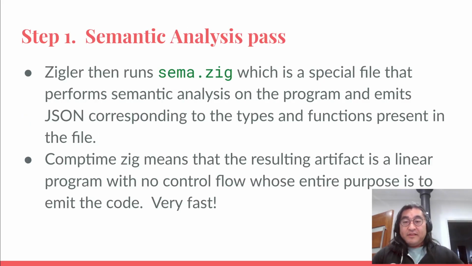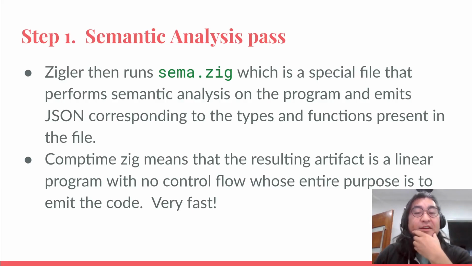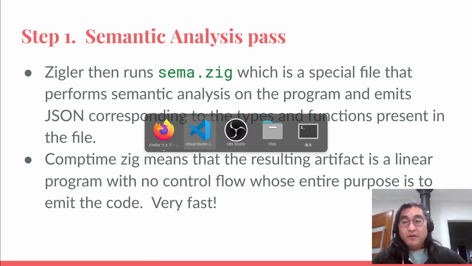The next thing that we do is something called a semantic analysis pass. Bundled with the Ziggler library is an executable called sema.zig, which is a special file that performs semantic analysis at Zig compile time on the program and emits a JSON corresponding to the types and functions present in the file. So this is the primary source of truth that Ziggler will then use to figure out how it needs to generate the file.